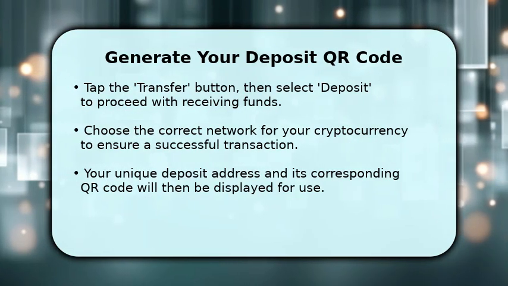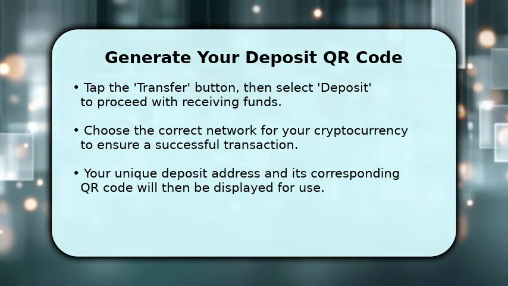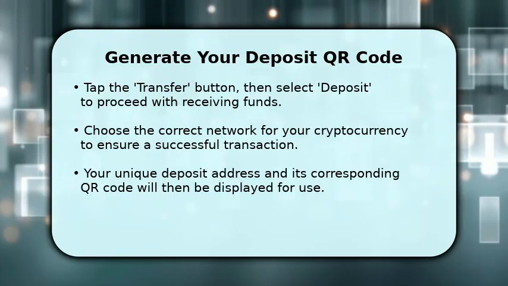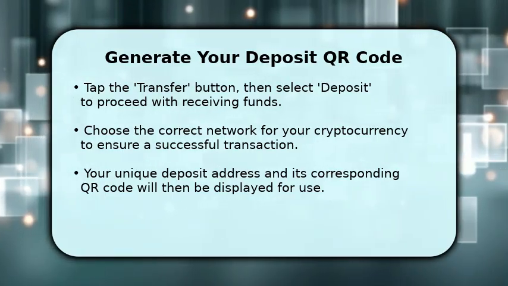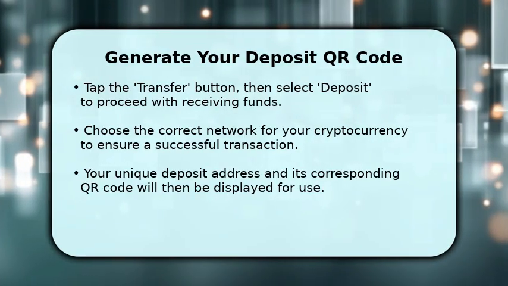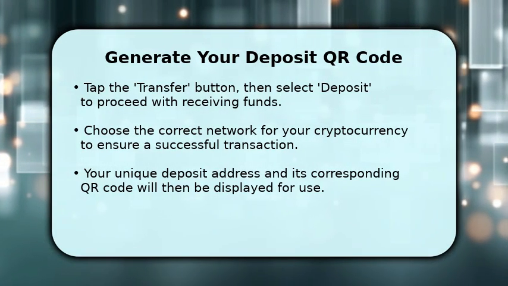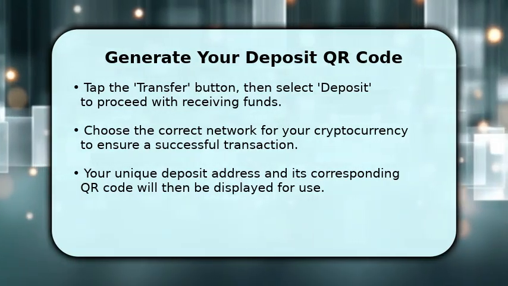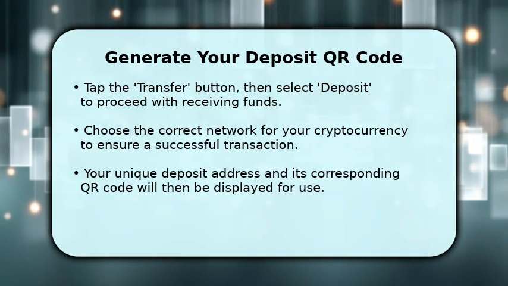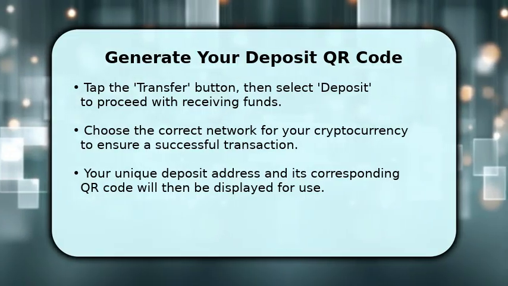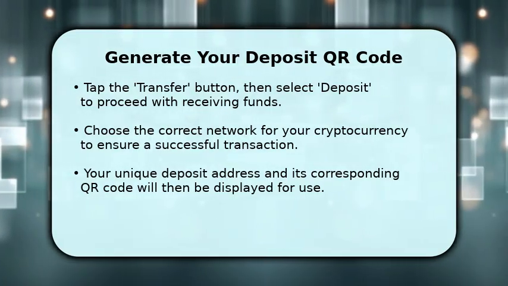Once on your chosen cryptocurrency's wallet page, look for the transfer button and tap it. A menu will appear, and you'll need to select Deposit. This action prepares the app to show you the necessary details for receiving funds. Make sure to select the correct network, such as ERC20 for Ethereum, to avoid any issues. Your unique deposit address and its QR code will then be clearly visible on your screen.